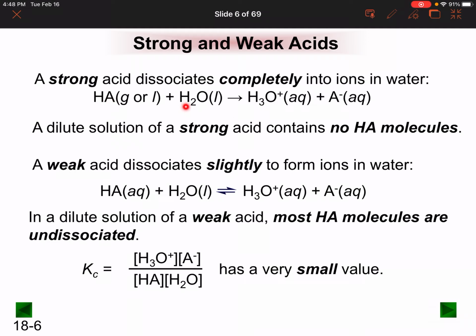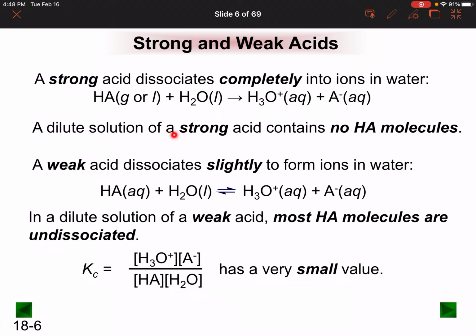When you put it into water, it's going to dissociate to give you hydronium ion, H3O+, and A minus. Basically, this hydrogen combined with water to form hydronium ion H3O+ and A minus. So the A counter ion would be lost and it would dissociate into A minus.